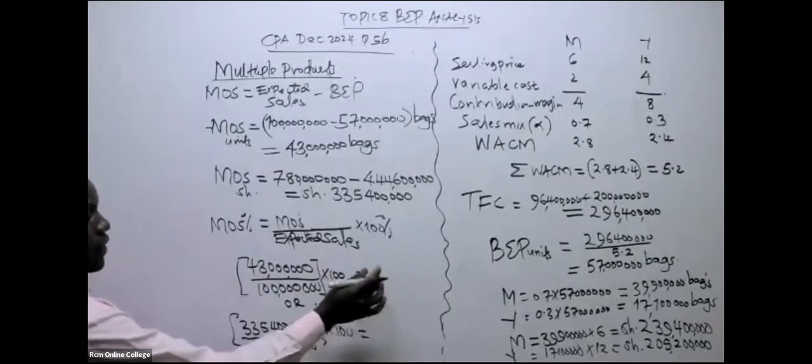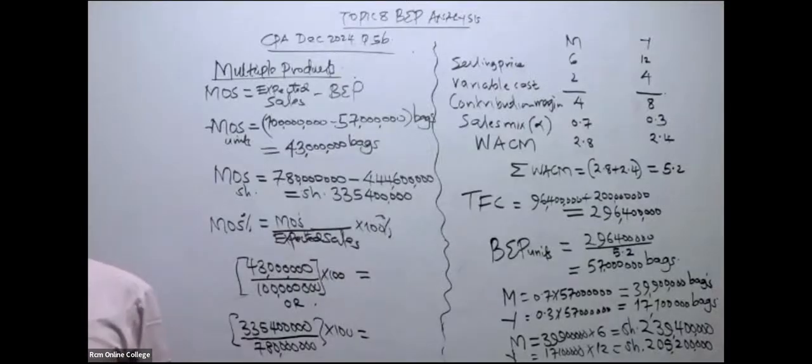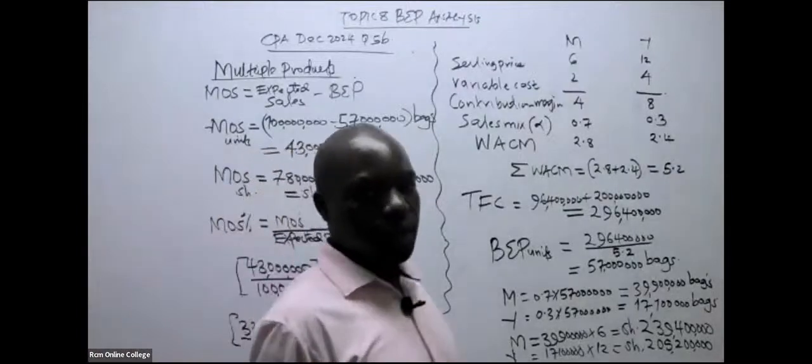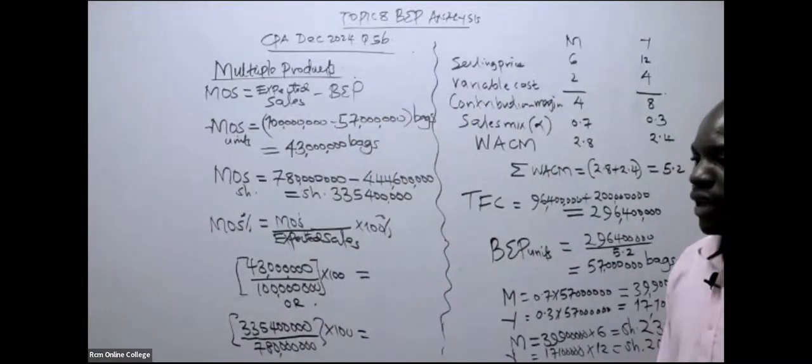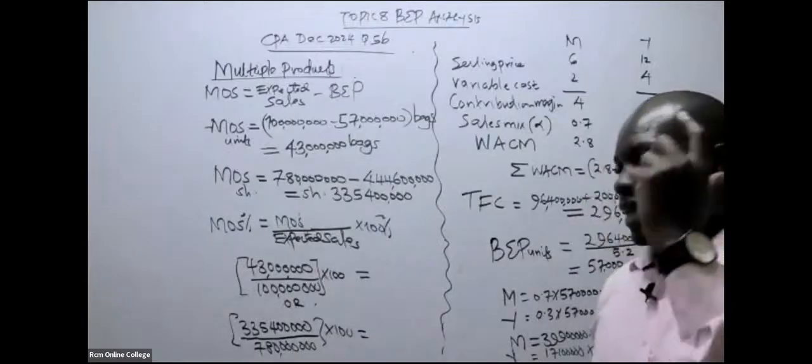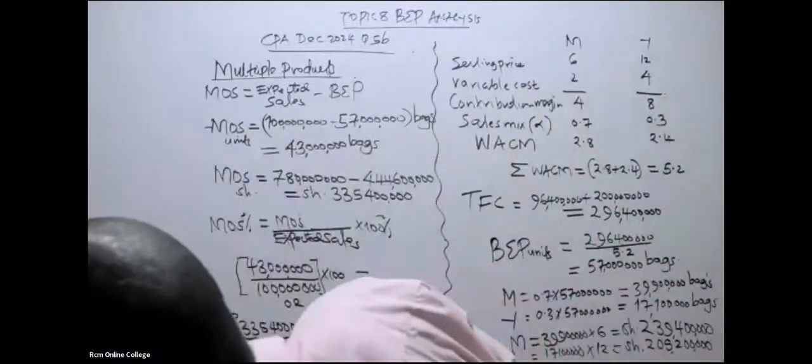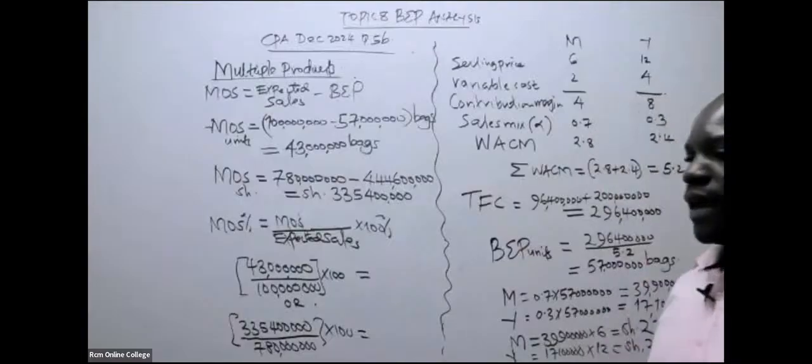So what are you getting for the first one? 3 decimal places. Expected sales, we are not calculating anything. Expected sales is given to us. Can we go back to the table and confirm that the figure is there or not?